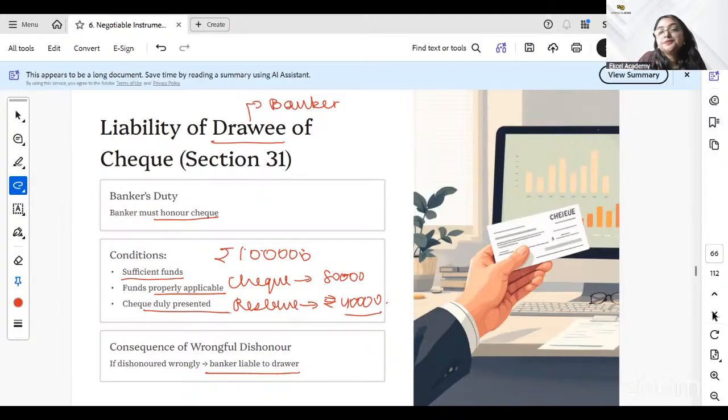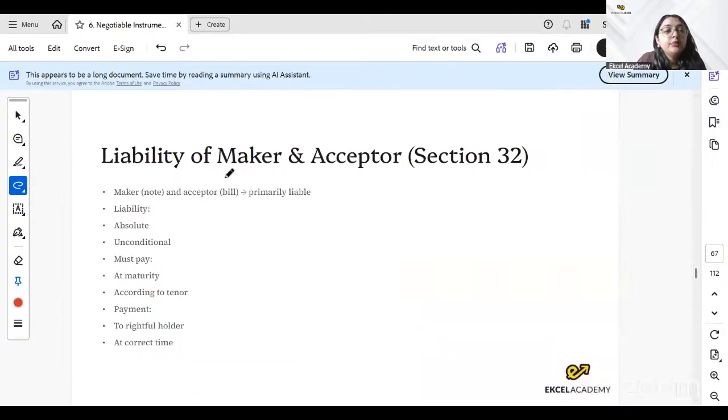All right. Next, liability of the maker and the acceptor. In case of a note, it is the maker. In case of a bill, it is the acceptor. So who are these parties? They are nothing but the ones who are paying. They are the payers.